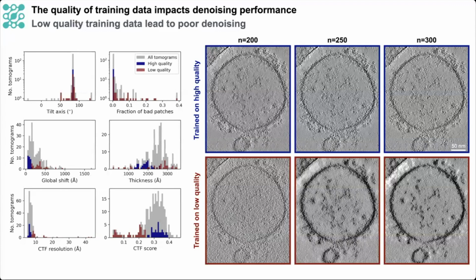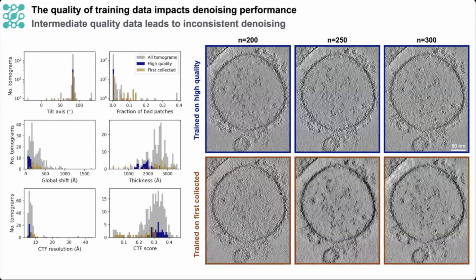While these results weren't surprising to us, it was still useful to verify that we could leverage Artoma 3's quality metrics in order to select training data that would yield robust denoising. But this also raised the question of how much low-quality training data denoising can tolerate. To address that question, we next trained on the first 34 tomograms that were acquired during this data collection session to mimic the scenario of running denoising live, except without any data curation.